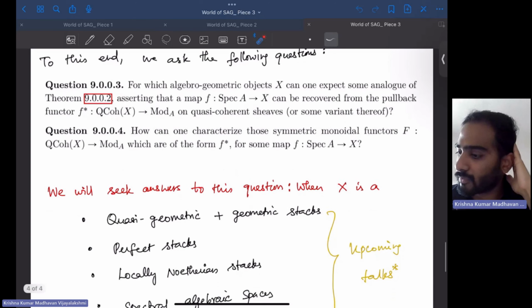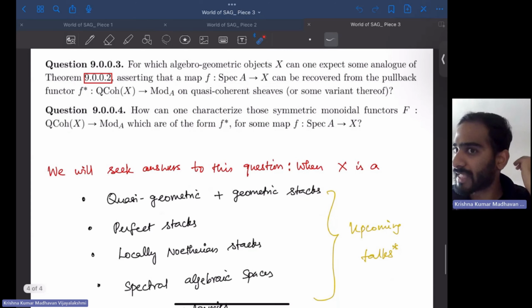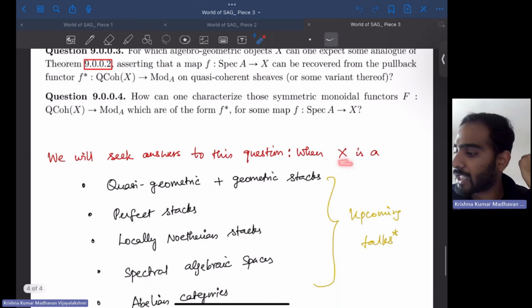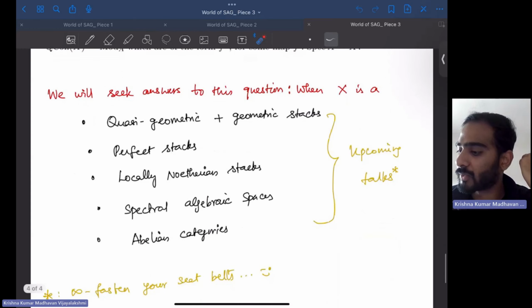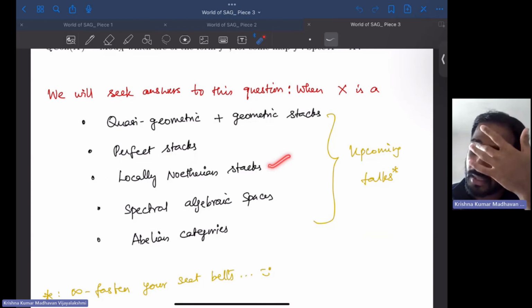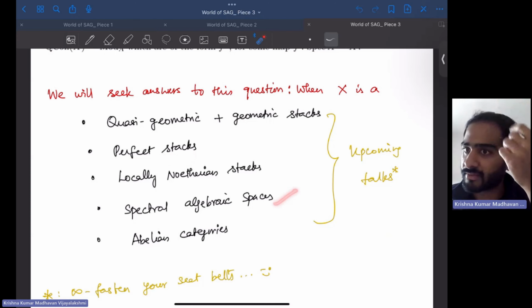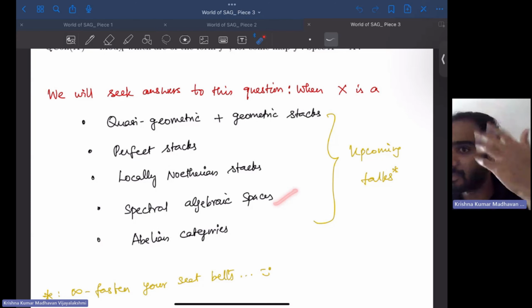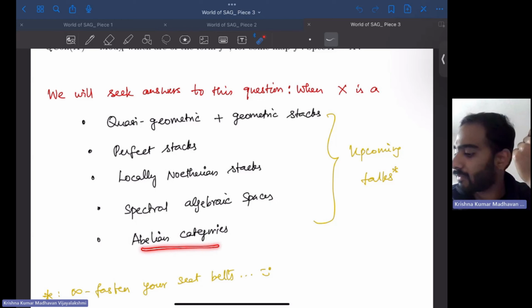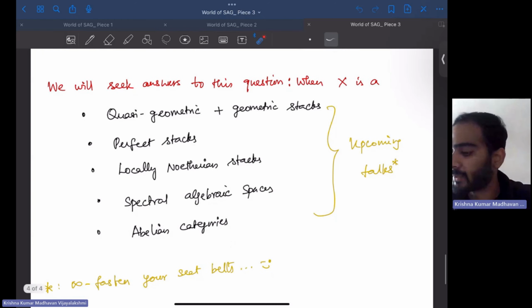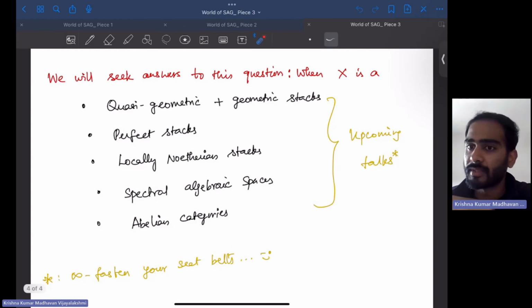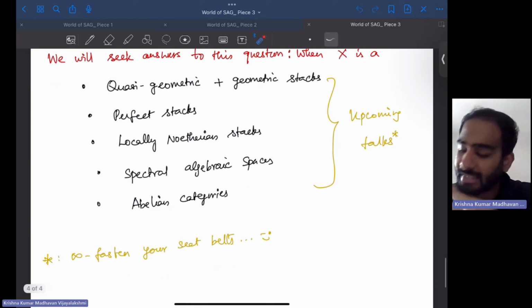For both of these questions, we'll see what the answer is when X is a quasi-geometric stack, or a geometric stack. Sorry, if it's a perfect stack, for example, the notion of locally Noetherian and spectral algebraic spaces, which is a spectral version of algebraic spaces. And then we'll conclude the whole seminar by describing this with the notion of abelian categories.